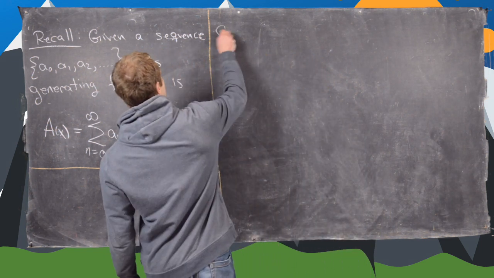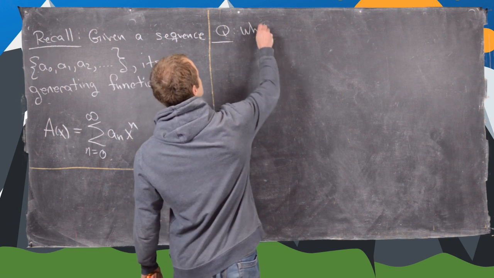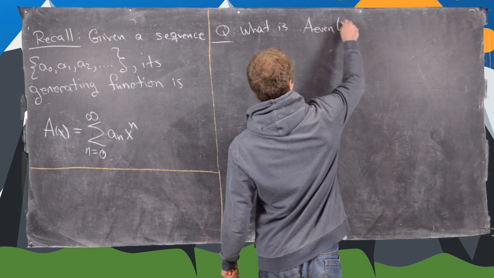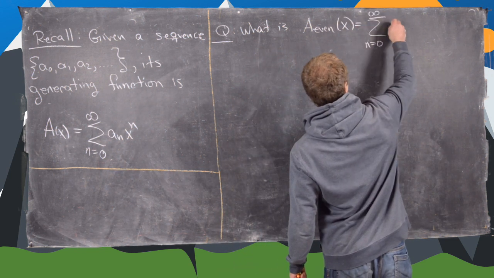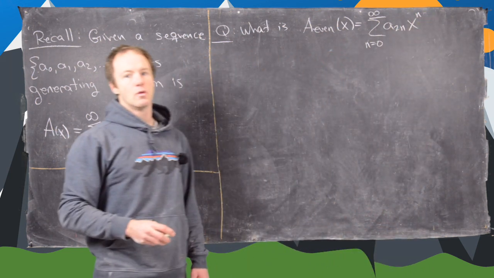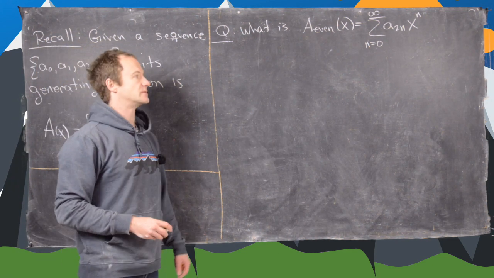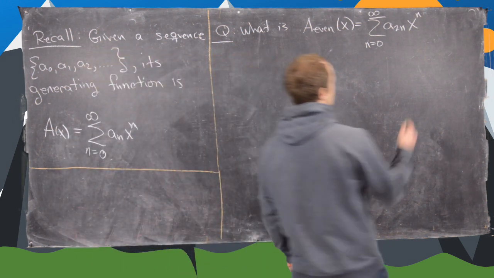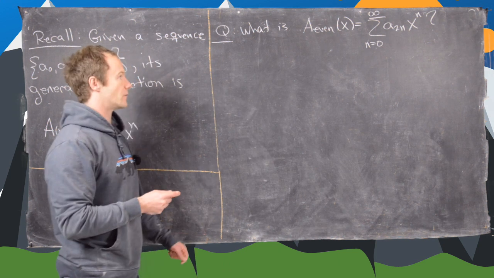So maybe the first question we would like to ask is, what is, maybe we'll call it A_even(x), which we could define as the sum n equals 0 to infinity of a_2n x^n. In other words, what if we want the generating function for only the even terms from this sequence? Or maybe only the odd terms from the sequence? Or maybe only the multiple of 3 terms? Or so on and so forth.